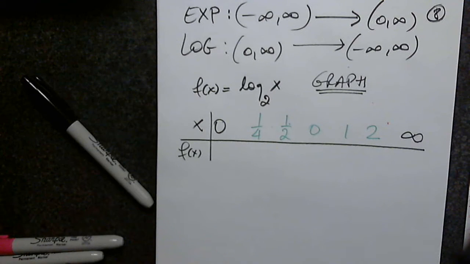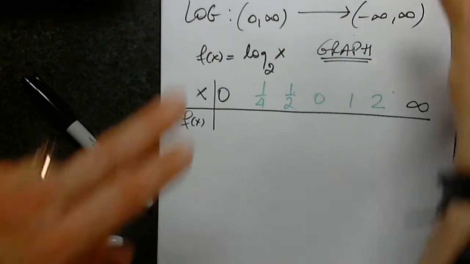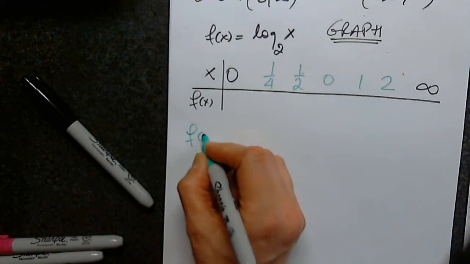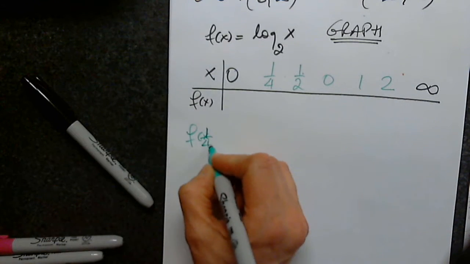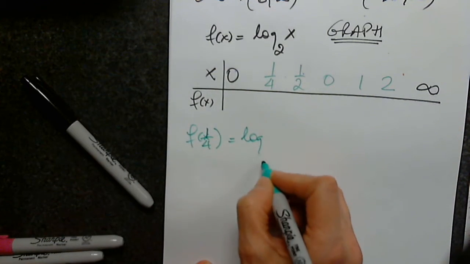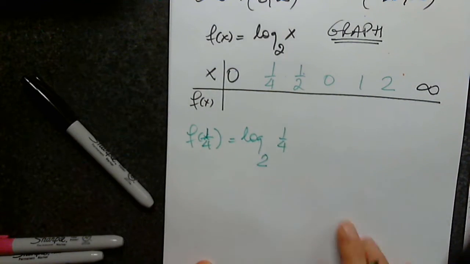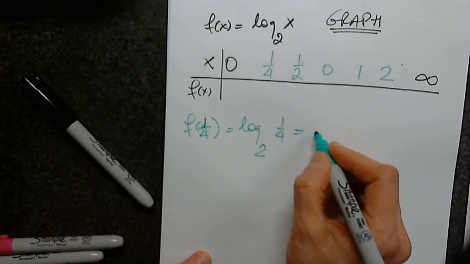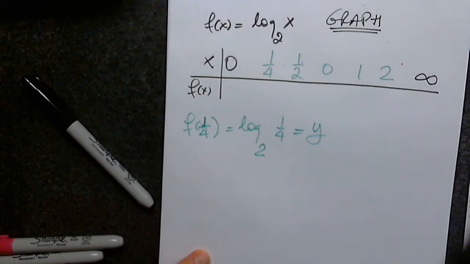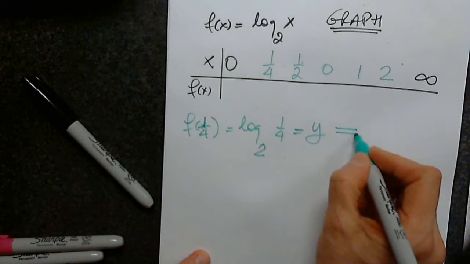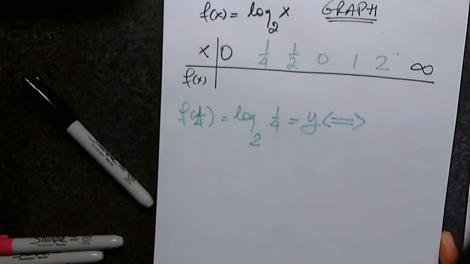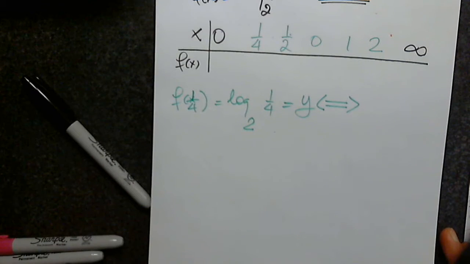I don't know what this is. I have to take it aside, and I'm going to write this. F of 1/4 equals log base 2 of 1/4. I have to plug this in. I don't know what this is. I'm going to say it's y. I don't know how to calculate this because I don't know how to solve a log equation. But I know that I can change it into... Good. I'm ready.